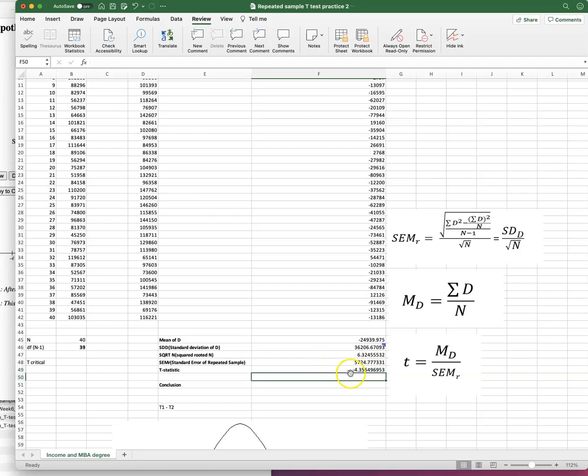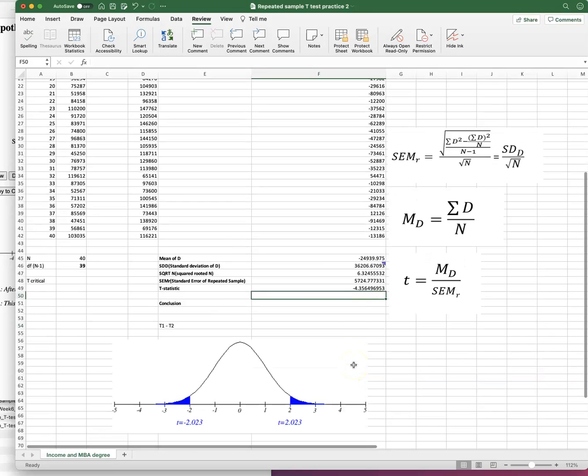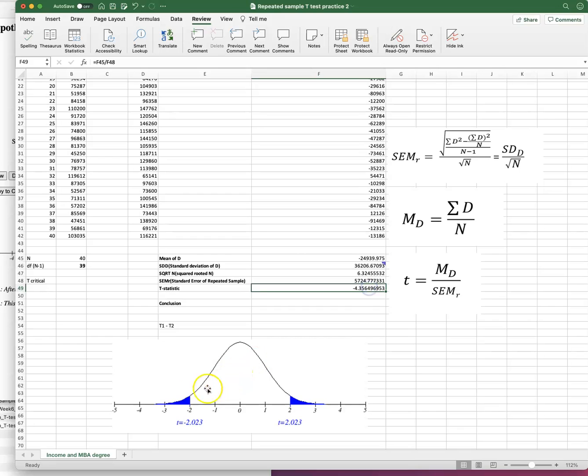So negative 4.35 something, and we know that negative 4 is inside of this shaded area, so reject the null will be our criteria. And as T1 minus T2 is a negative number, it means that the income at time point 2 is higher than T1.